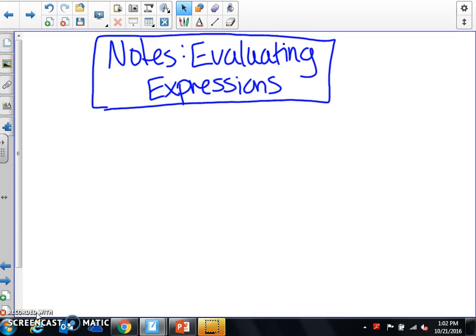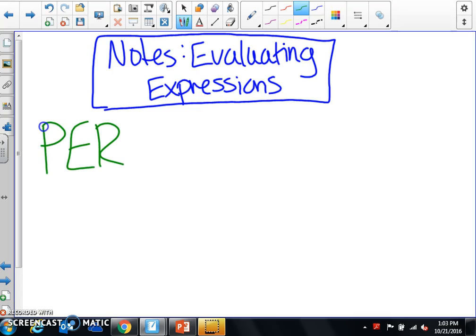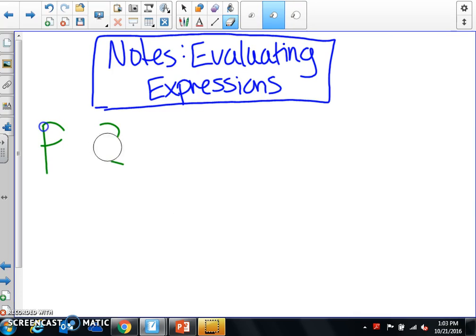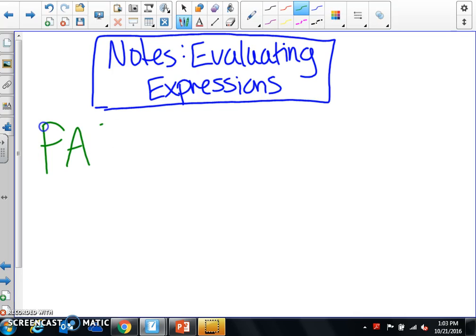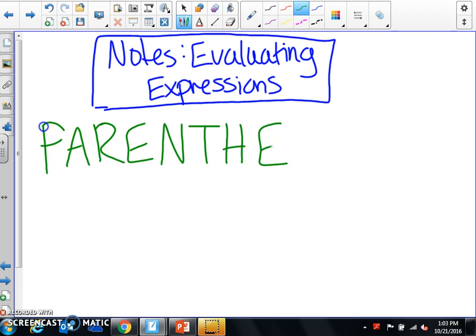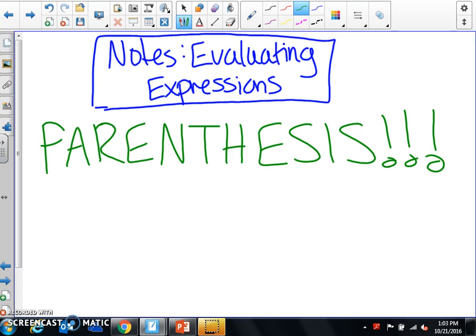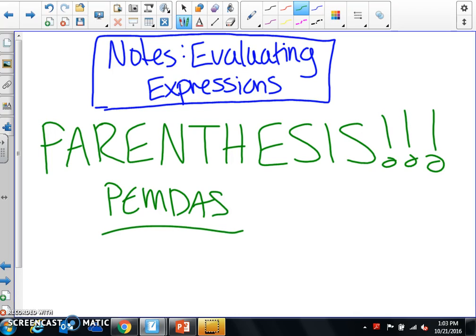Okay, evaluating expressions is identical to order of operations. The only difference is that when they give you a value, you have to use parentheses. Oh, geez, spelled it wrong. After that, you just go ahead and use PEMDAS, just like we did for order of operations. So we're still following order of operations.